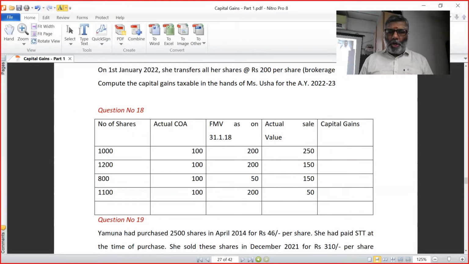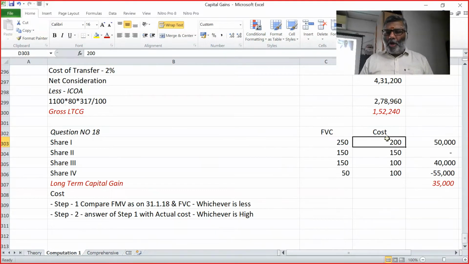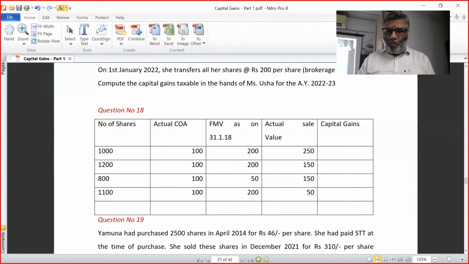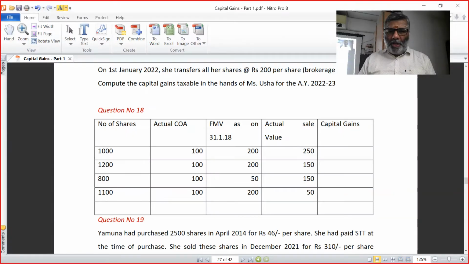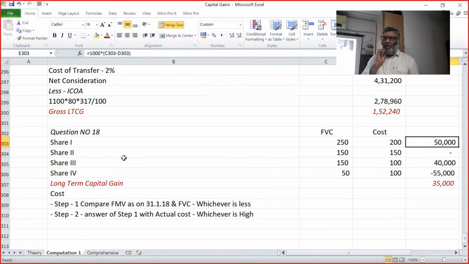When I look into the question now, 200 or 250, whichever is less, 200, that with actual cost. Whichever is higher, so my cost becomes 200, so 50 rupees is the gain. The sale value is 250, 50 rupees is the gain into the number of shares, 1000 shares, so I am getting 50,000.